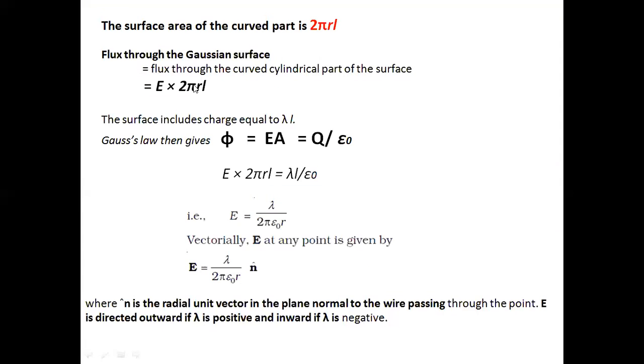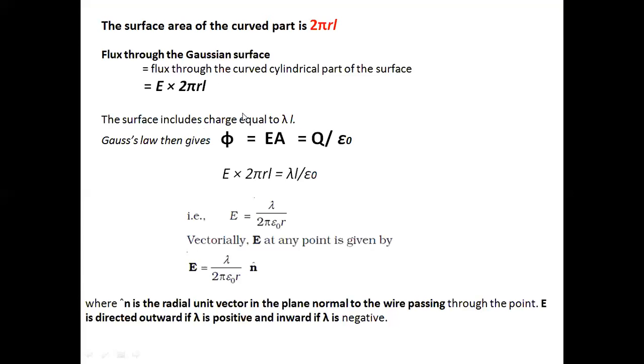Area, that means 2 pi r l. But as we already discussed in the previous video in part 3, the total charge of the surface, flux, total charge, we can say Q. Q is equal to lambda into L. Lambda, that means linear charge density, into L. L is our length.